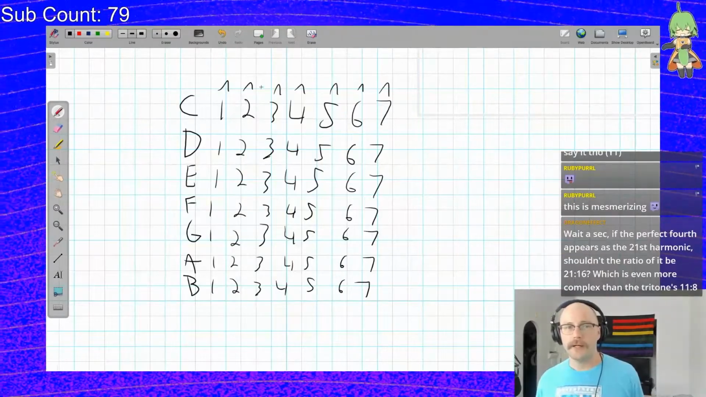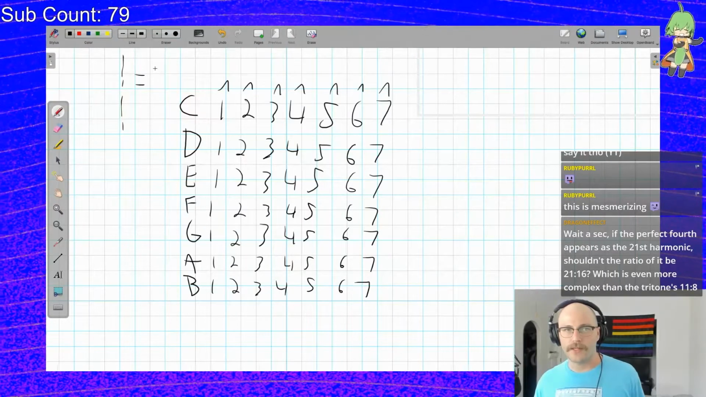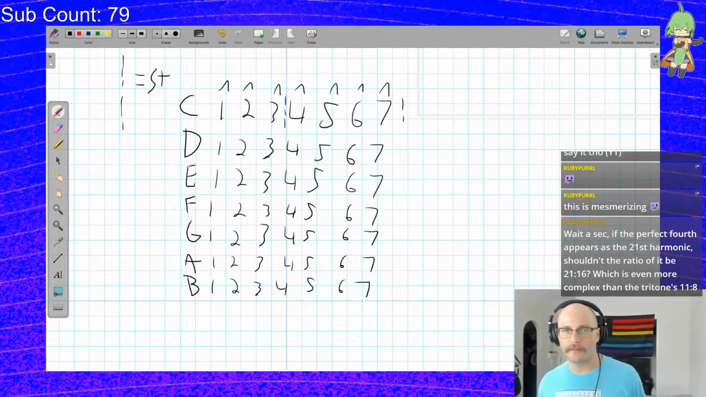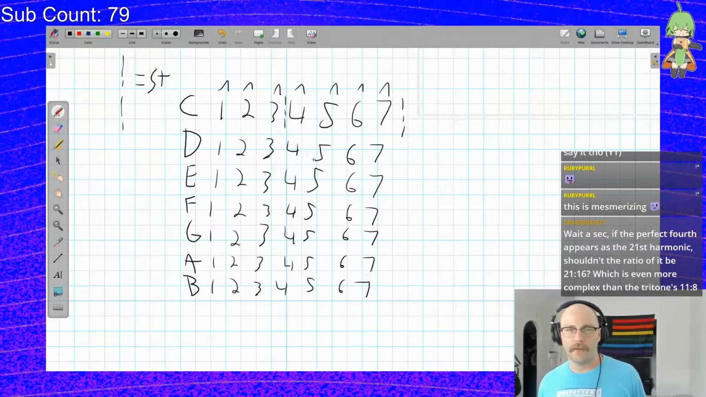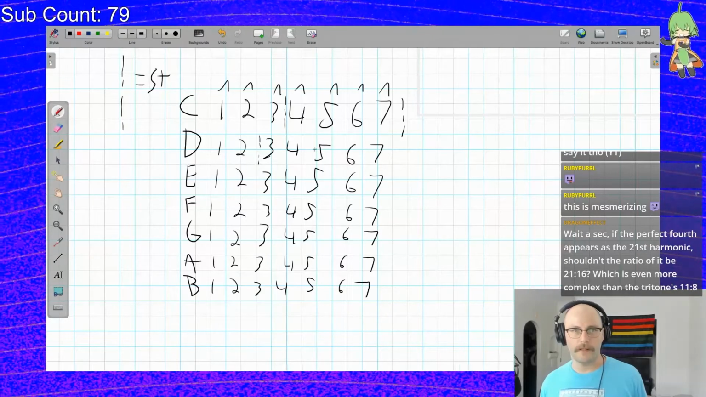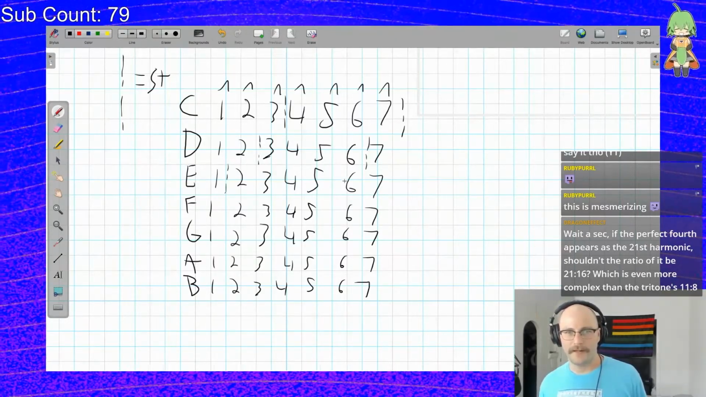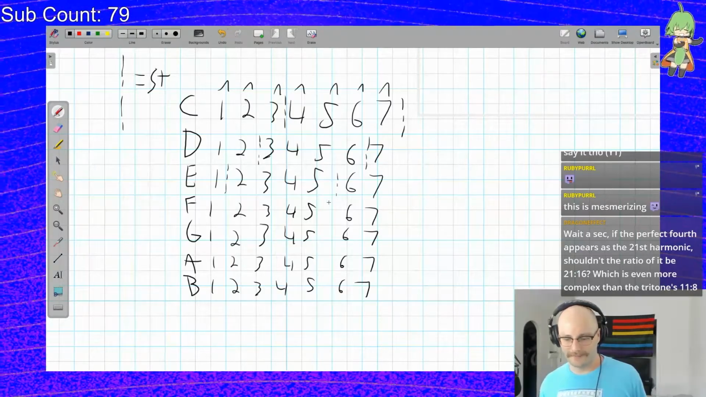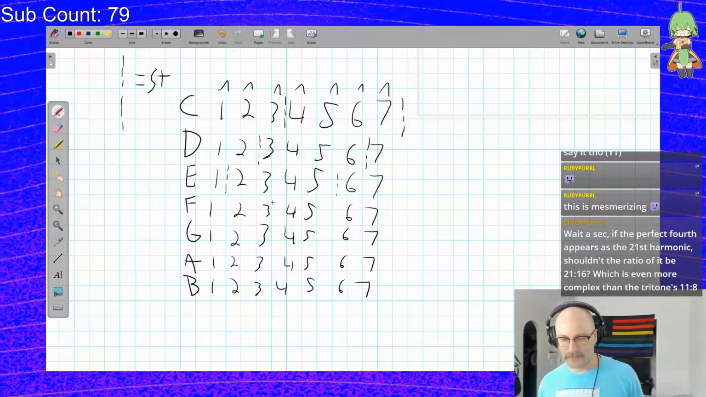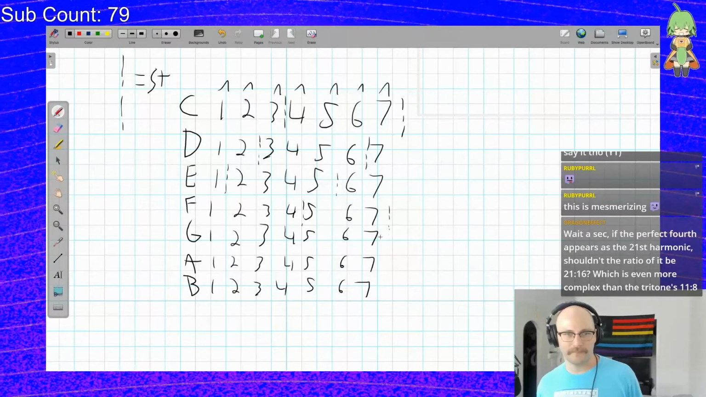All I'm going to do is that same little demarcation of a dashed line equals the semitone. I'm going to put one here. I'm going to put one here. Then I'm going to put one here. And then one here, and one here, and one here, and one here, and one here.